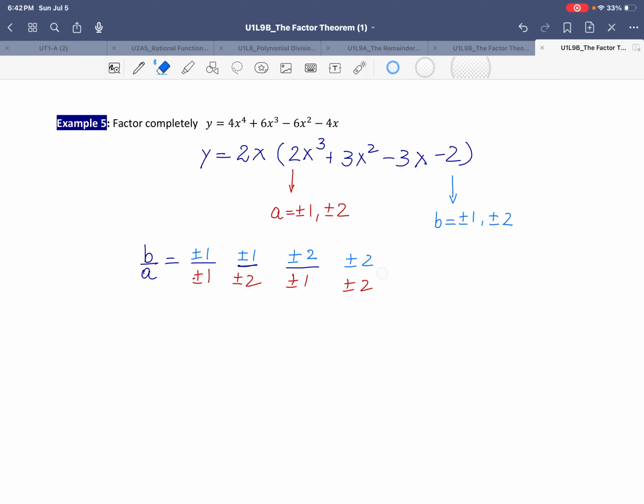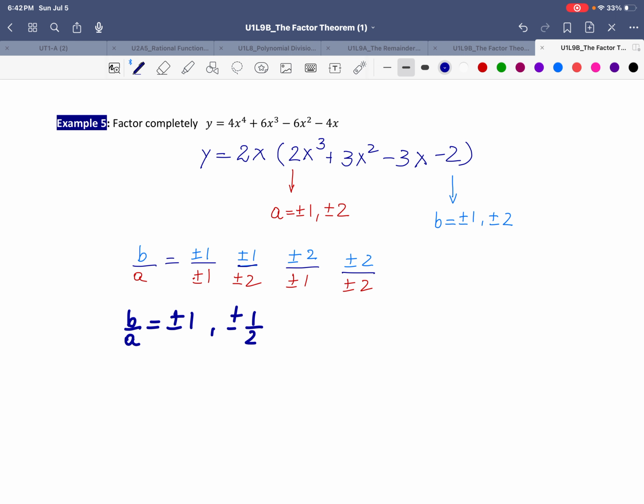Okay, I'm getting mixed up with these colors in here. And we have b here and over a. So in other words, our b over a values would be equal to, written in simplified form, plus minus 1, plus minus half, plus minus 2. And as you can see here, plus minus 2 divided by plus minus 2 will give plus minus 1 again, so we don't have to list it twice. Thankfully, we don't have a lot of numbers that we have to try.